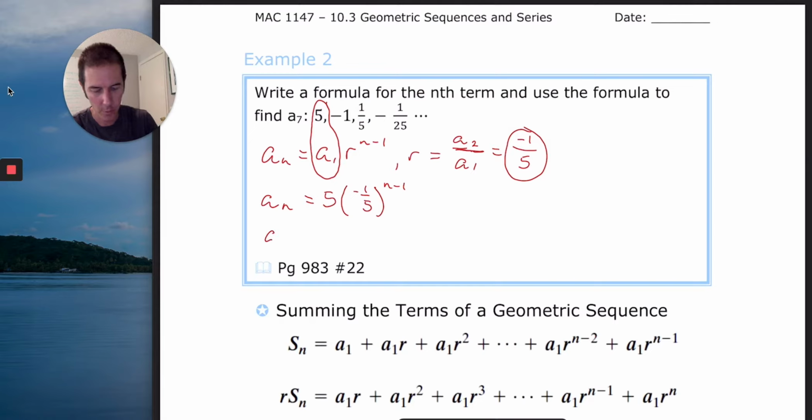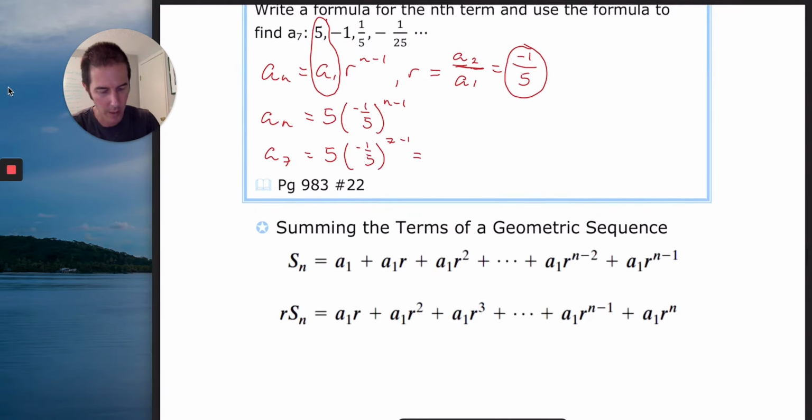So let's go for a sub 7. That's equal to 5 times negative 1/5 to the, if you want to write 7 minus 1 right here, you may. I'm going to go directly to 6. I recommend that you, honestly, let's just do it. Let's write out all the steps. 7 minus 1. That way, when we read these notes again later, we'll know where the 6 came from. So we've got 5 times negative 1 over 5 to the 6th power. Inside these parentheses, we've got a negative value that's being raised to an even power. So we're going to end up with a positive answer because a negative times negative makes a positive.